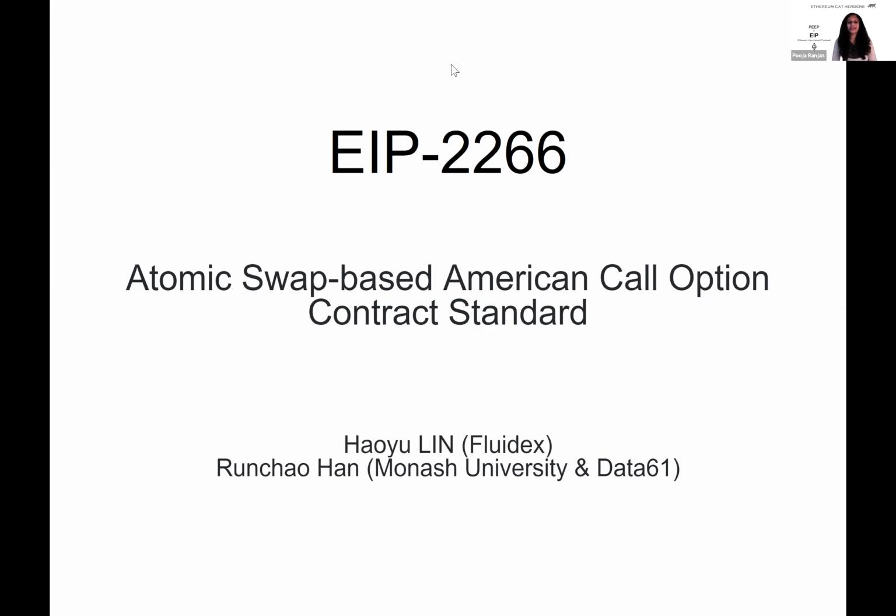So today we are going to have an overview of EIP-2266, Atomic Swap based American call option contract standard. And we have with us two of the co-authors of the proposal, Runchao and Chris. This is a standard track ERC, which was documented in August 2019. At present, it is in last call. So welcome to the show.